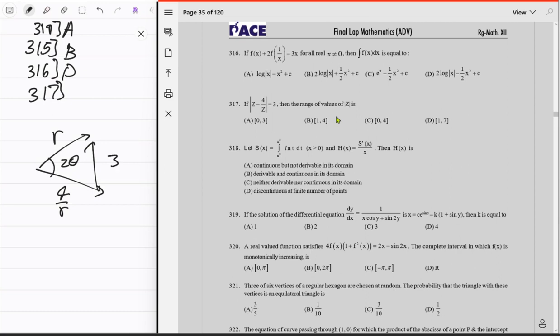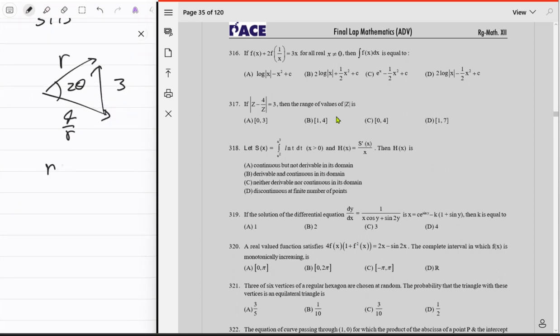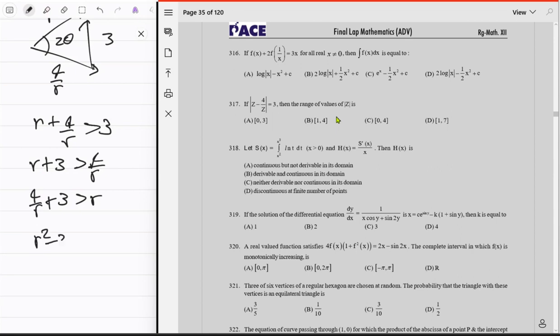So we want, just use the triangle inequality: r plus 4 upon r is bigger than 3, and at the same time r plus 3 is bigger than 4 upon r, and also 4 upon r plus 3 is bigger than r. Let's use all of them. r squared minus 3r plus 4 is bigger than 0 because r was positive.